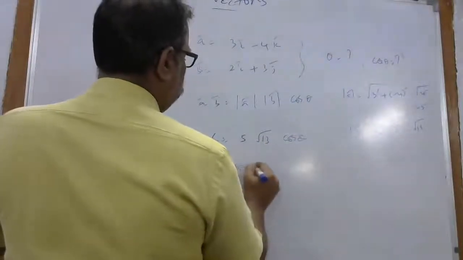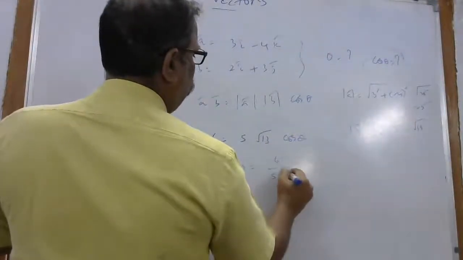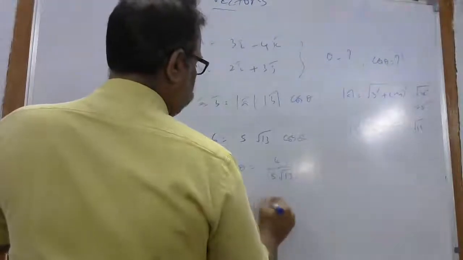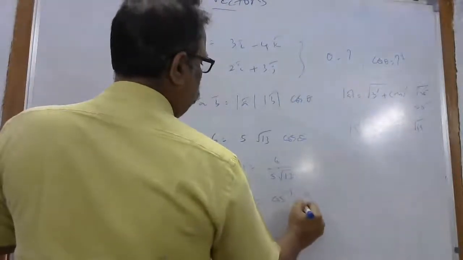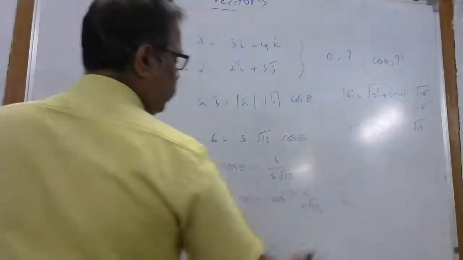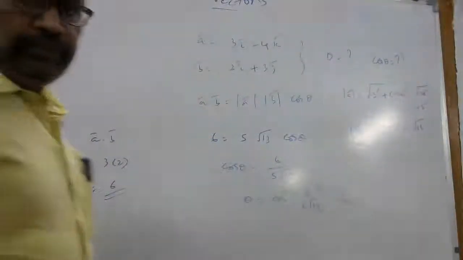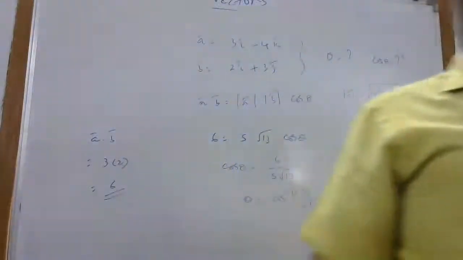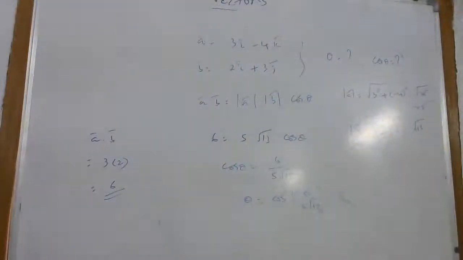So cos theta is equal to 6 by 5 root 13. Then theta is equal to cos inverse of 6 by 5 root 13. This is the answer. You can leave it. Clear, understood? Good, good. Correct.